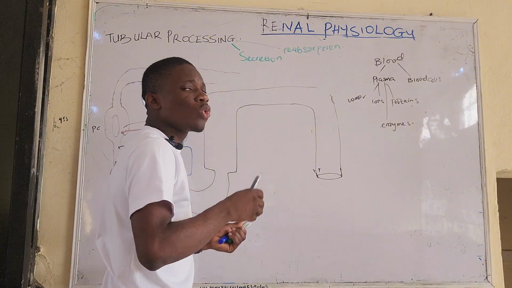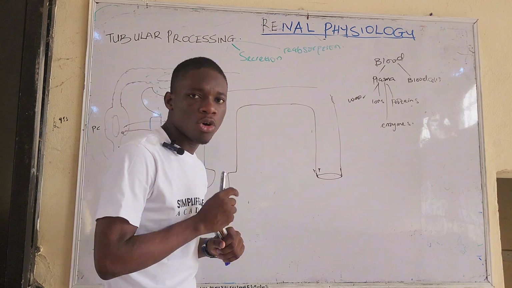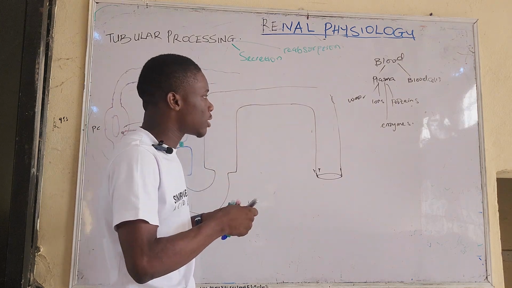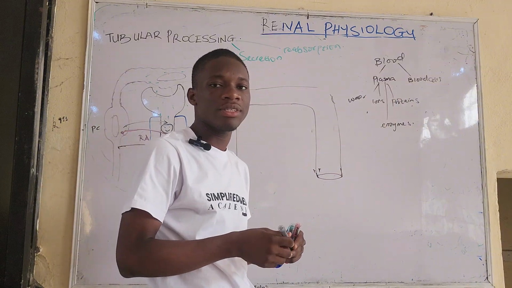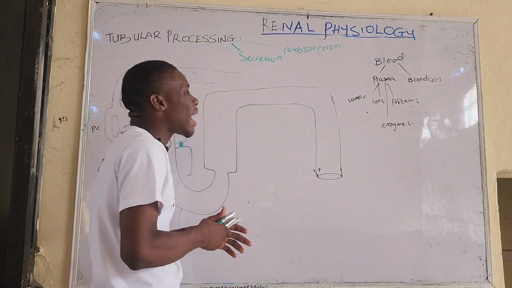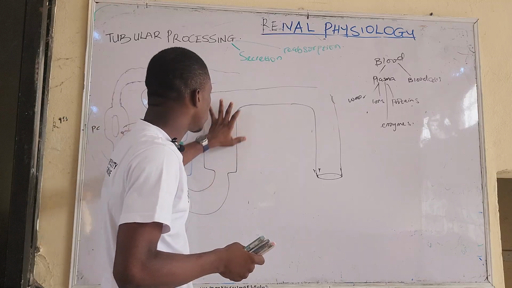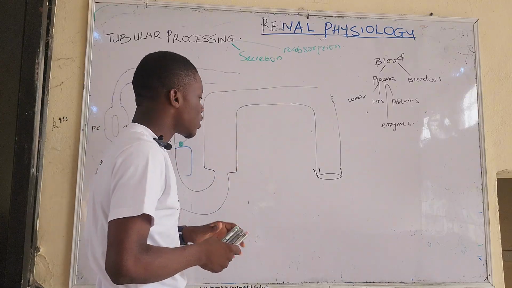Right. Now, we will look at how these ions work and how they are processed. These ions can be sodium, potassium, magnesium, calcium, phosphate, and every single thing. We will now look at how these ions are processed in this tube.